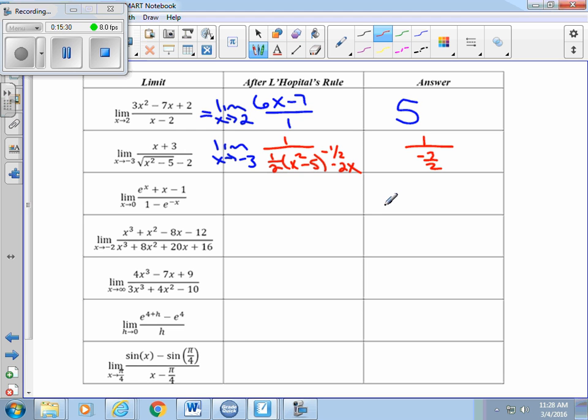Say that again. The derivative of the inside. Chain rule. Work on that mastery. What about the negative 2 on the bottom? Oh, what's the derivative of it?